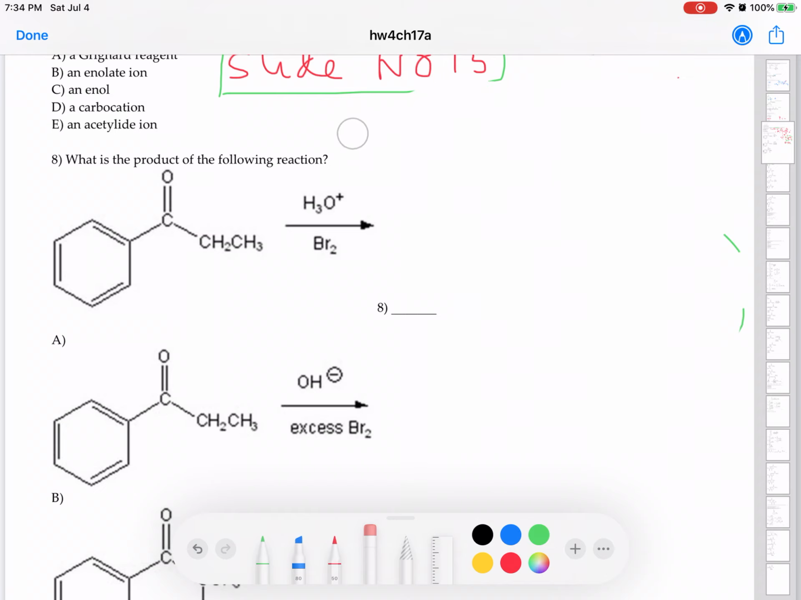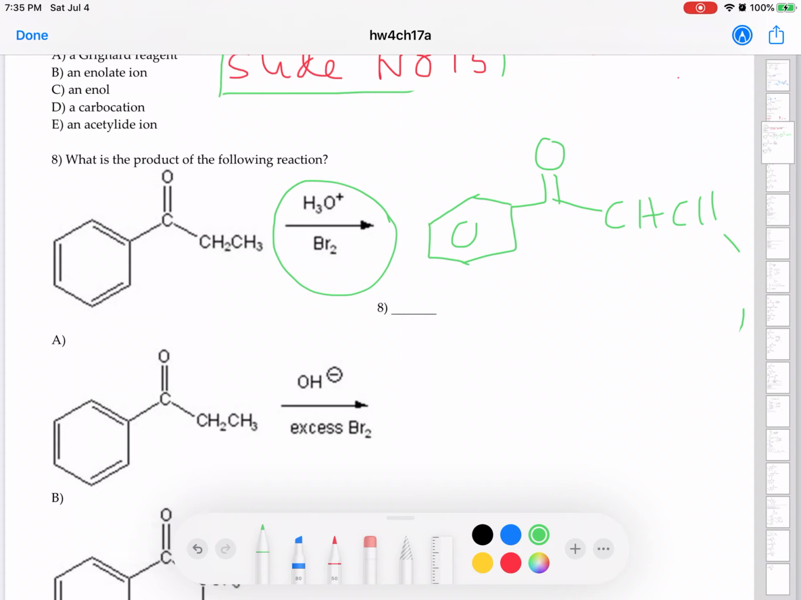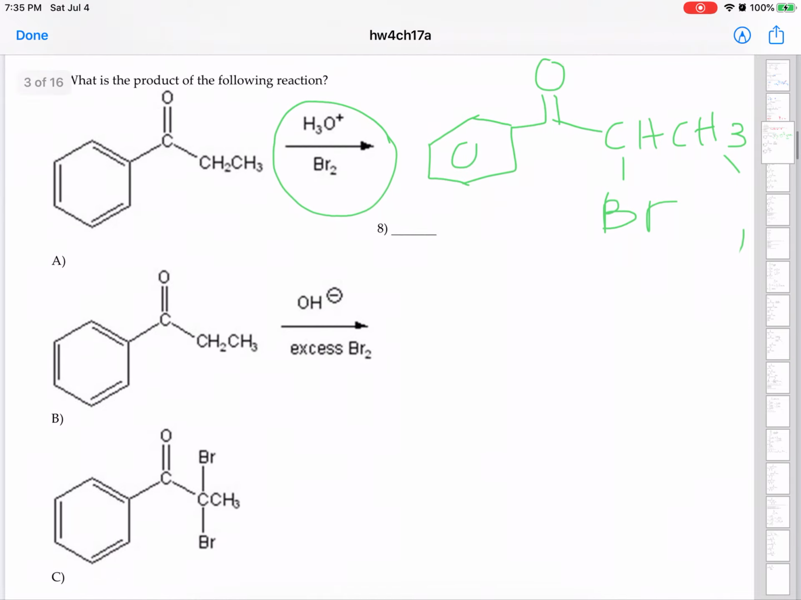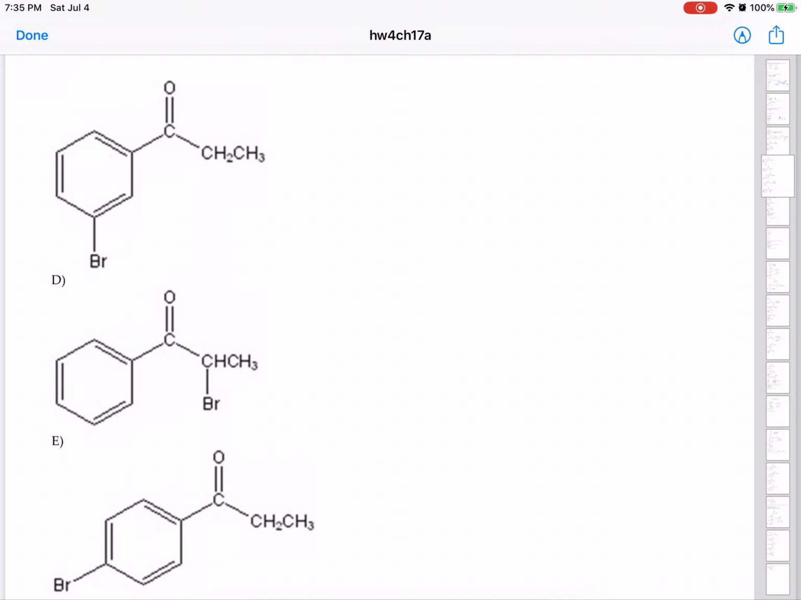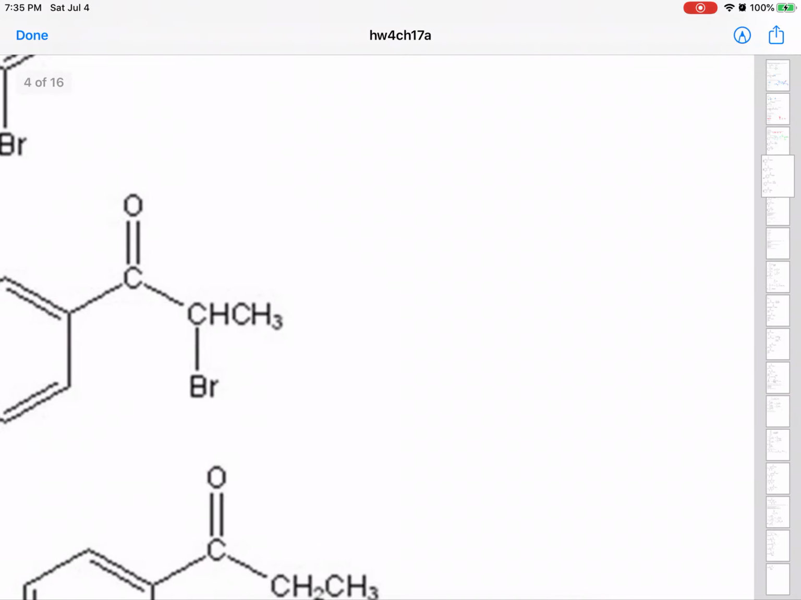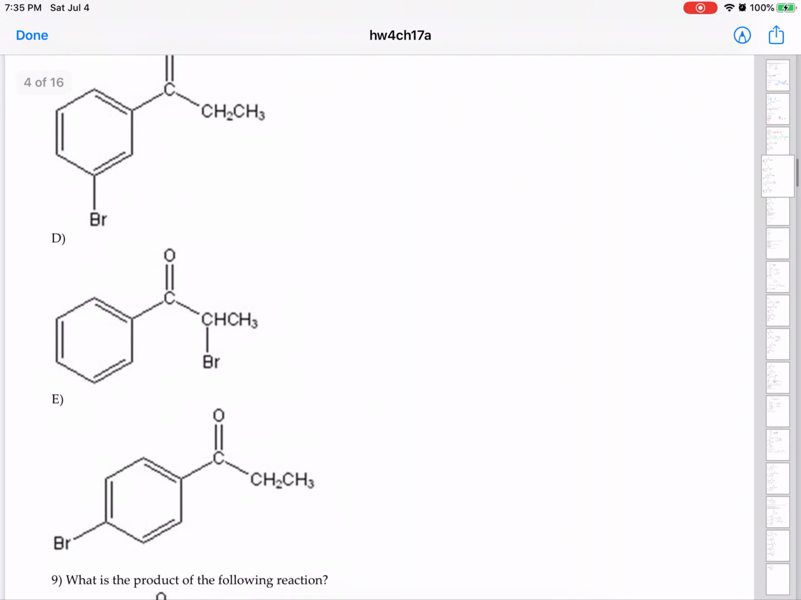Okay. Now this question asks, in the presence of acid catalyzed reaction, it's only one bromine. So the same mechanism that I just showed you earlier, it will only add one bromine to the alpha carbon, CH3. So the bromine will add here. Okay, that's going to be the answer. It's this one over here, not ED. Okay, that's for the acid catalyzed.